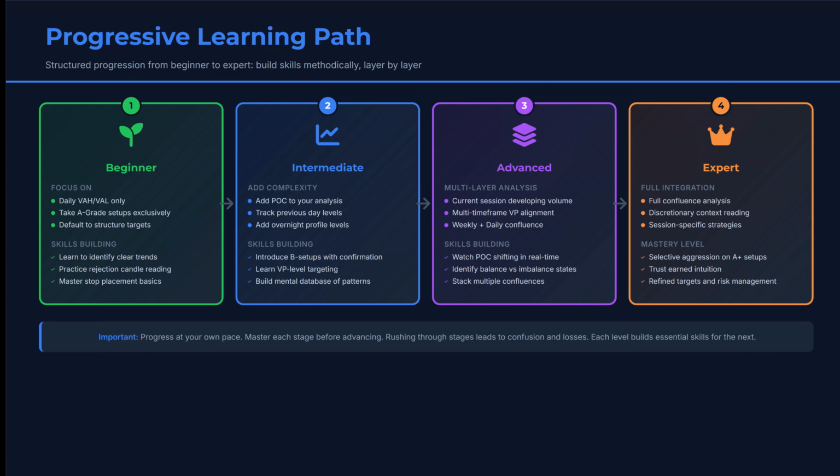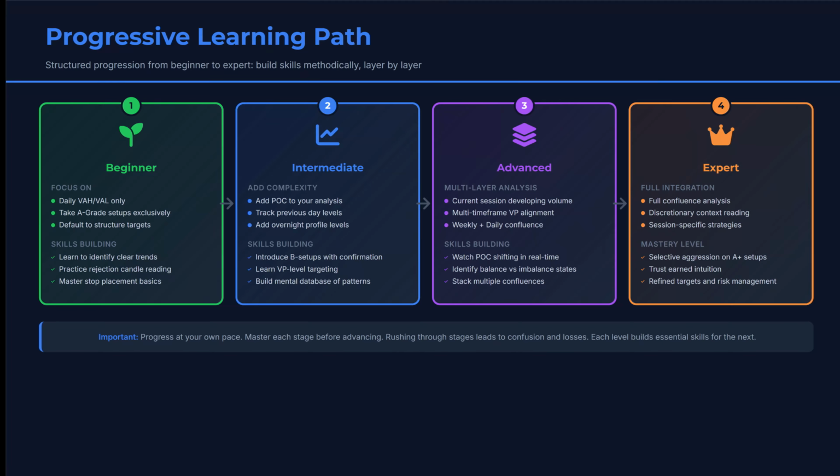Stage 3, advanced. This is where you integrate real-time analysis. Add current session developing volume. Use fixed range volume profile with extend right to watch the POC shift, value areas expand or contract, and new HVNs form during the session.